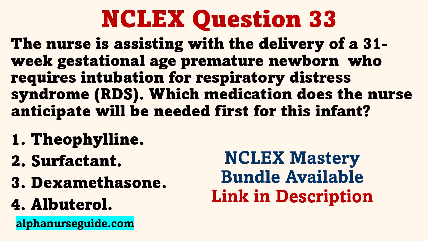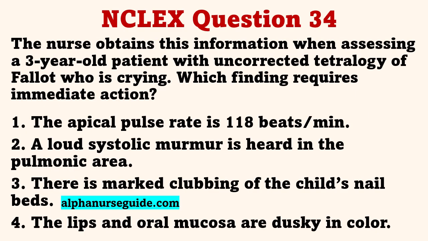The nurse obtains this information when assessing a 3-year-old patient with uncorrected tetralogy of Fallot who is crying. Which finding requires immediate action? 1. The apical pulse rate is 118 beats per minute. 2. A loud systolic murmur is heard in the pulmonic area. 3. There is marked clubbing of the child's nail beds. 4. The lips and oral mucosa are dusky in color.